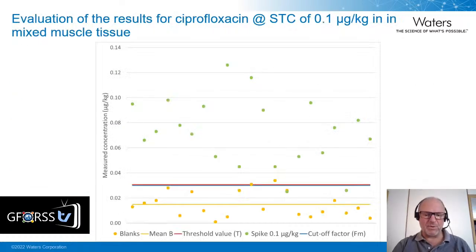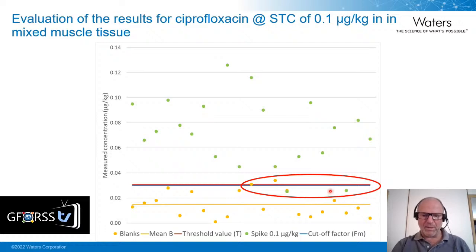Here we have an example of some screening results from validation of ciprofloxacin at an STC of 0.1 micrograms per kilogram. You can see here the green spots give us the responses of all of the spike samples at 0.1 micrograms per kilogram, and then we have the yellow spots, which are the responses of the equivalent blanks prior to spiking. The first thing you can see is that there is some overlap between the spiking and the blanks. But also when you look closely, you can see that the cutoff factor here is extremely low, and therefore there are some spiked values that sit below that cutoff value, so that we have more than one false negative result.